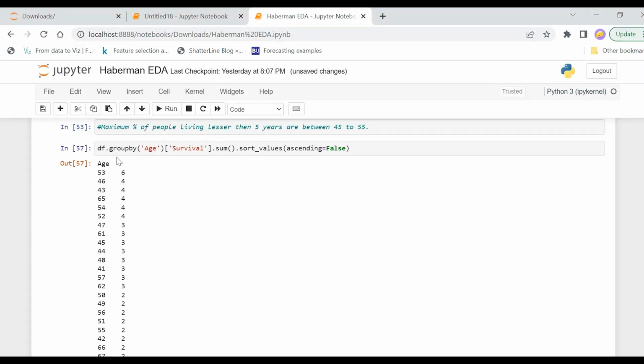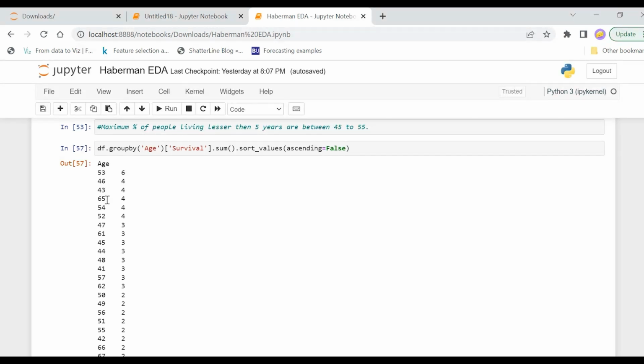So what I have done here is I have grouped the data set by the age, and then I have taken the sum of survival. Why have I taken the sum of survival? Because whatever ones will be there will be added up and the zeros will be eliminated. So for 53, I am having the sum of 6. That means 6 people who are of age 53 will live lesser than 5 years.